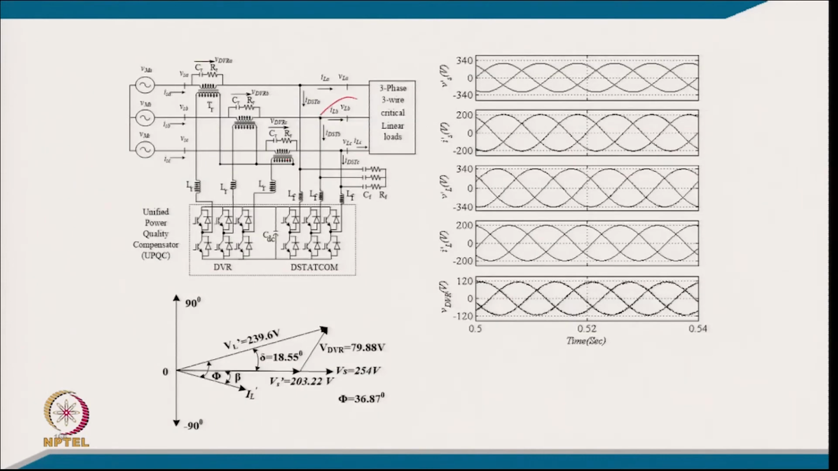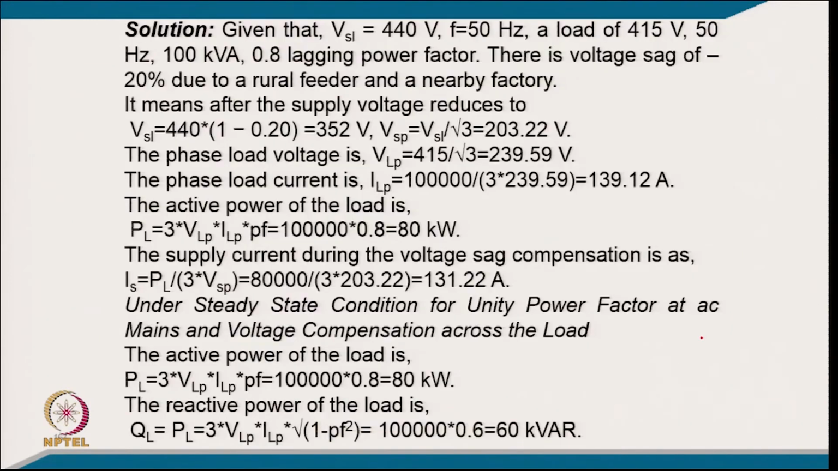So, we have again a right hand UPQC and an injection transformer with the DVR on the left side, and this is the typical phasor diagram corresponding to that. These are the typical waveforms. So, coming to the numerical portion, given that the voltage is 440 volt, 50 hertz, a load of 415 volt, 100 kVA, 0.8 lagging power factor.